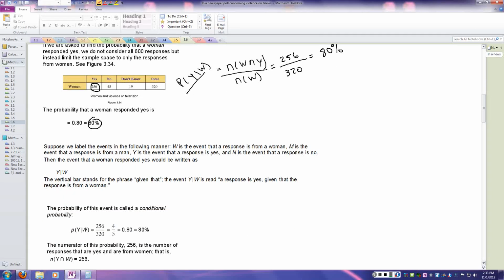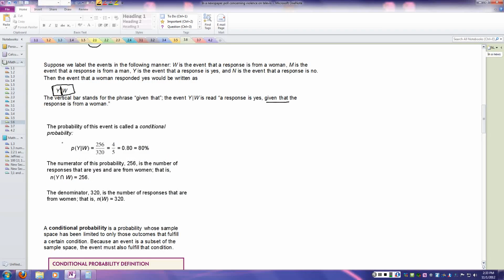So we're going to label them. If I want to know the probability that a woman said yes, that is notated here with this vertical bar. What comes after the vertical bar is our assumption. So the probability they said yes, given that they're a woman. This vertical bar reads given that. If I want to write this up, I say the probability that a person says yes, given they're a woman, is the number of women that say yes over the total number of women, which gives me the probability of 80%.